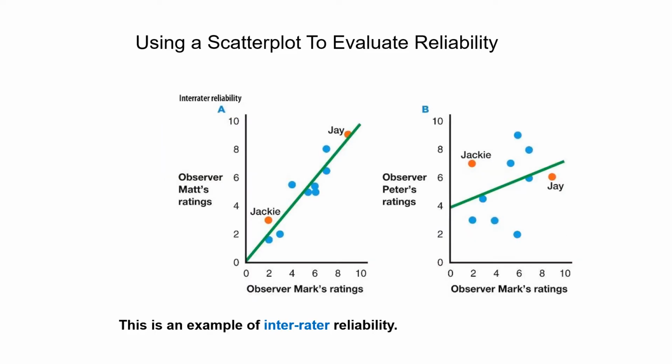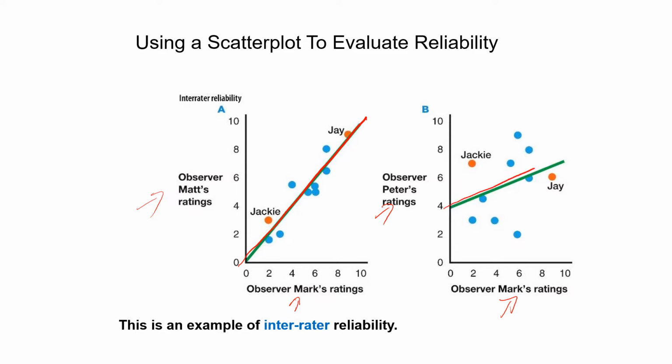Looking at an example here, 2 examples of inter-rater reliability this time, where you've got Mark's ratings and Matt's ratings, and Mark's ratings and Peter's ratings. First off, this first one, they're pretty close. The correlation here would be pretty high. So that is high inter-rater reliability.